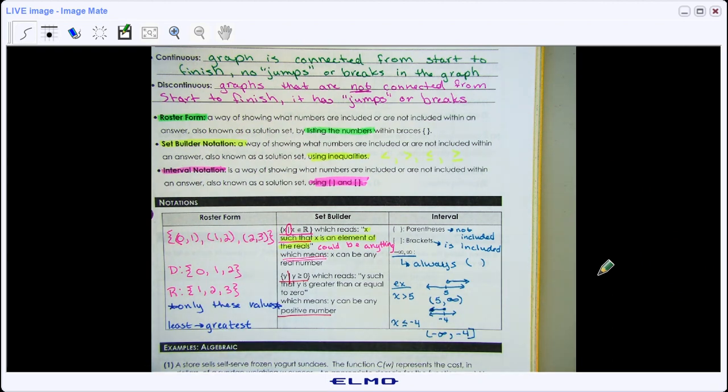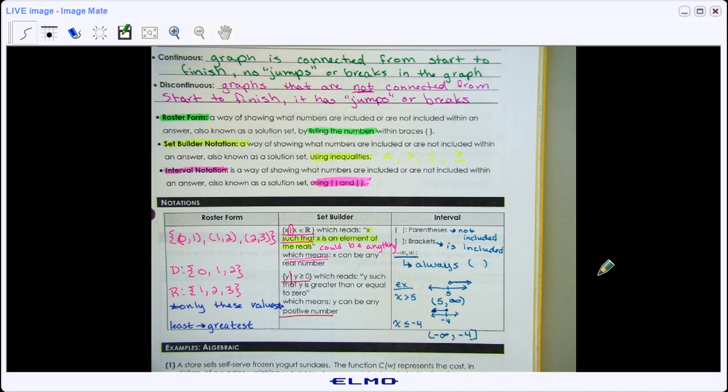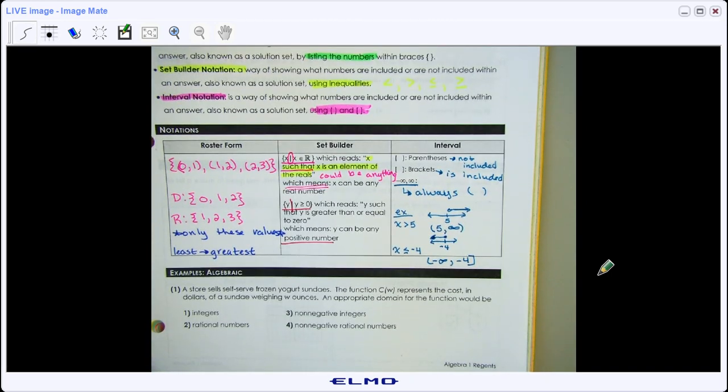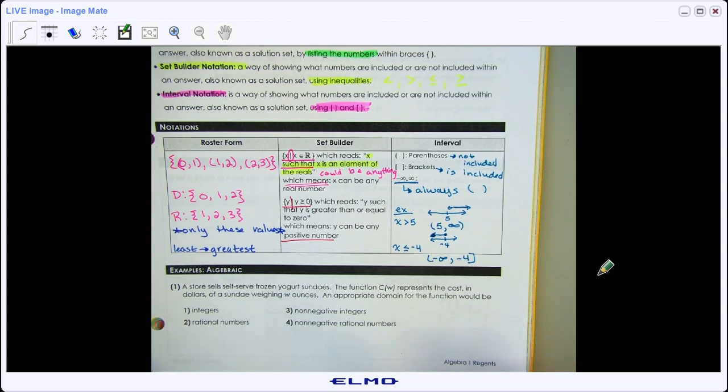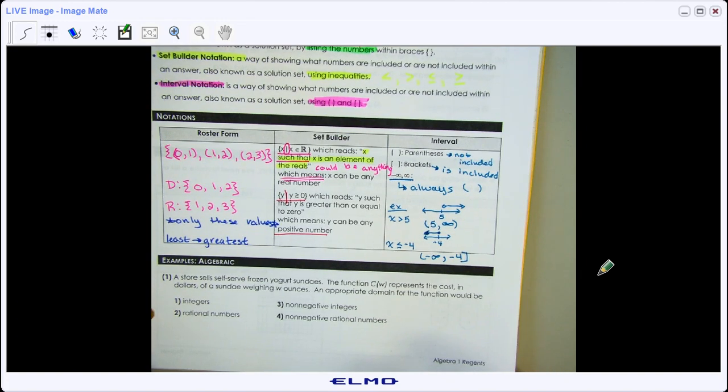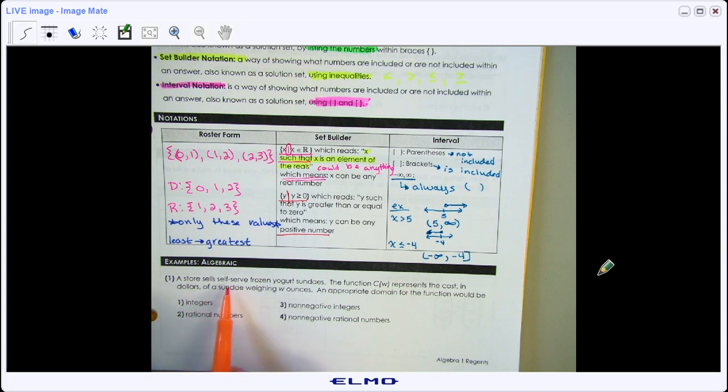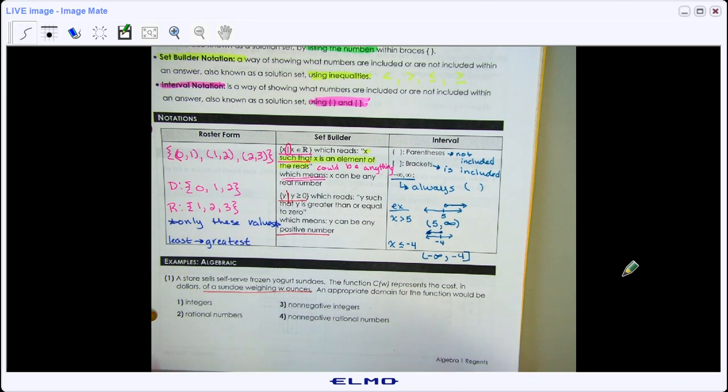So let's first talk about some examples of domain, which again is our input values, that don't really involve any algebra. It's just kind of thinking through the problem a little bit. So first one, we have a store that sells self-serve frozen yogurt sundaes. The function C of W represents the cost in dollars of a sundae weighing W ounces. An appropriate domain for this function would be.